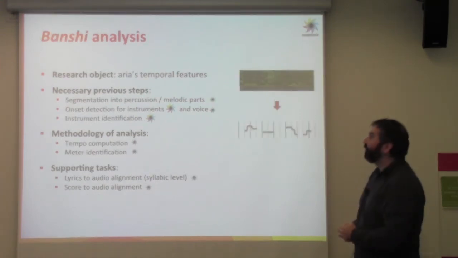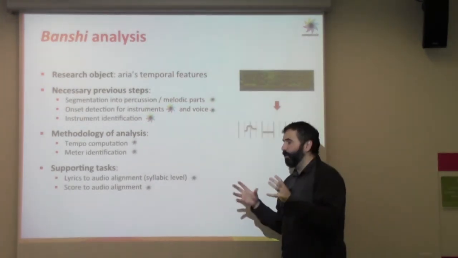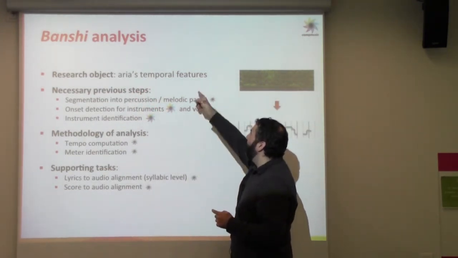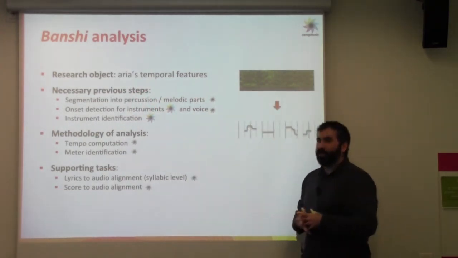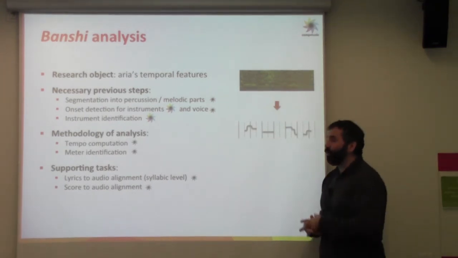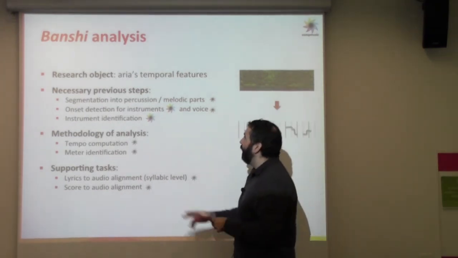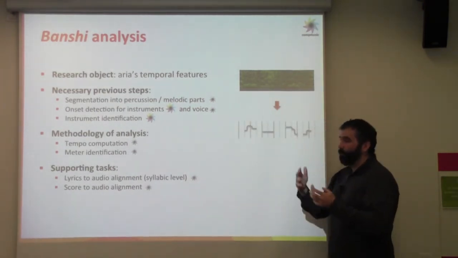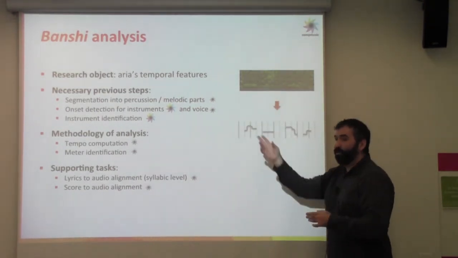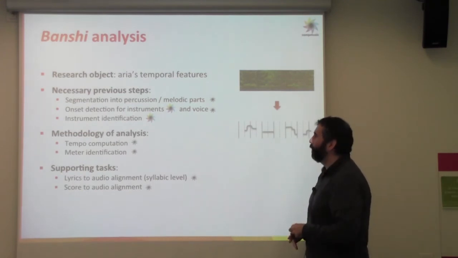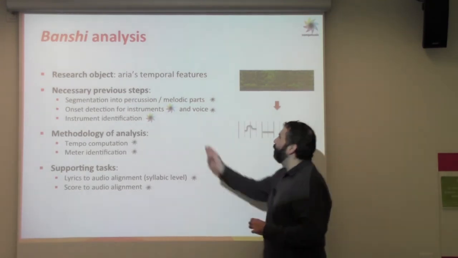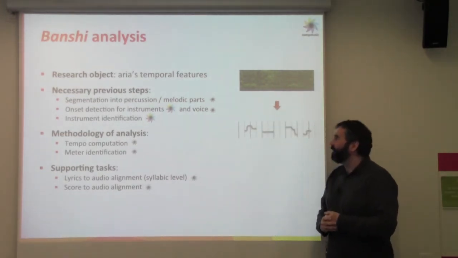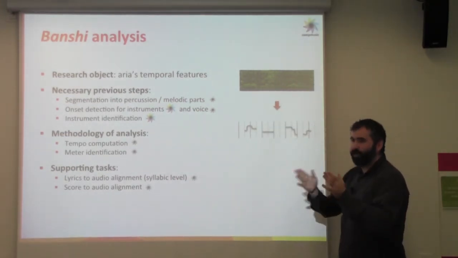For the analysis of Banshi, which is the metrical patterns, we're also always working with arias, as we saw before, but now we're interested in the temporal features, the rhythmic features of the aria. For that, we also need to start by segmenting it, leaving out the percussion parts, because there's no tempo or meter there to work with. This is also useful for some other tasks we're going to see in a minute. And we will be working with the melodic parts, including both instrumental and singing parts, because that's where the tempo is marked.